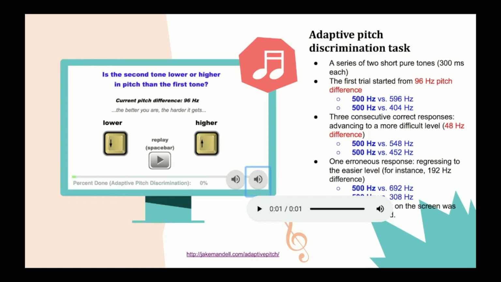If the participant got 3 consecutive correct responses, then he would advance to a more difficult level, where the pitch difference was half. If the participant got 1 erroneous response, then he would regress to an easier level. Accuracy feedback on the computer screen was covered by a board, to compare the results with the musical memory task.